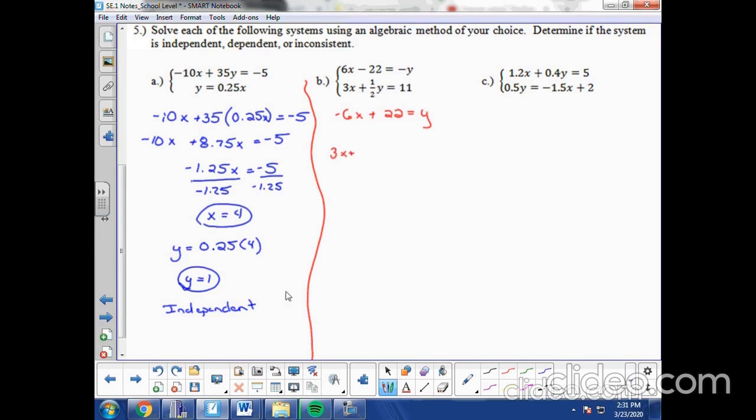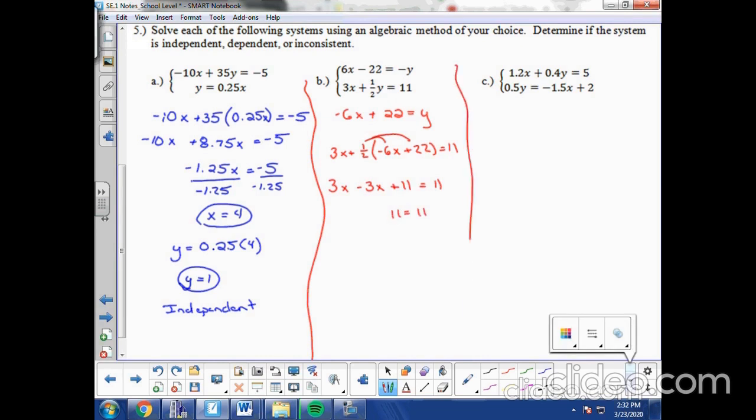equation. So 3x plus 1/2 times, remember we want to put that negative 6x plus 22 in parentheses equals 11. Distribute the 1/2, so 3x minus 3x plus 11 equals 11. 3x minus 3x is 0, so this simplifies to just 11 equals 11. So this is something that's true. It's a true statement, but it doesn't tell us anything about x and y.